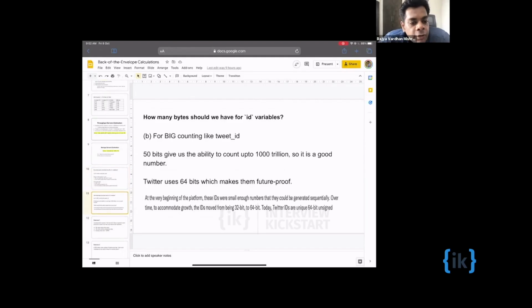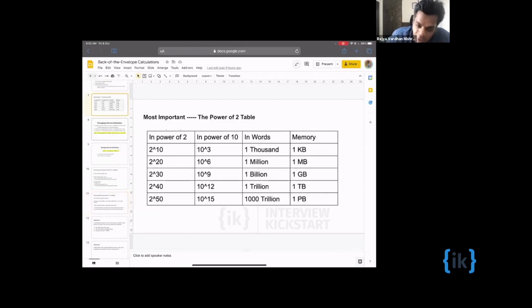Okay. Now for counting big numbers like tweet ID. In this case, you need to have a counter which is going to help you count some really huge numbers. So if we look at the power table, 2 to the power 40, that means if I can have 40 bits, this is like 1 trillion. So that means I can store 1 trillion tweets.